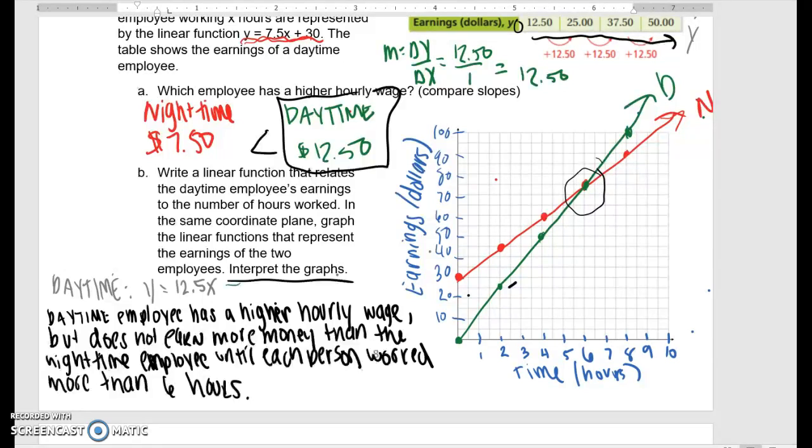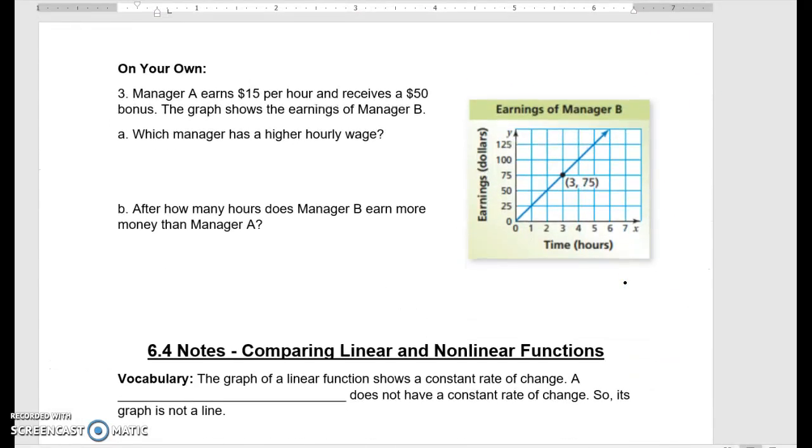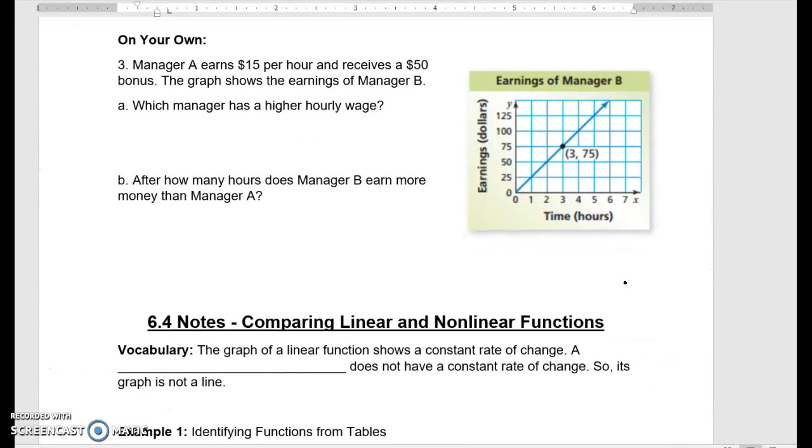And then the next problem is an on your own problem. So pause the screen, try the problem on your own, and then we'll talk about it in a minute. Okay, so now you should have unpaused it, and we're going to talk about the on your own problem. So a manager earns $15 per hour and receives a $50 bonus. The graph shows the earnings of manager B.